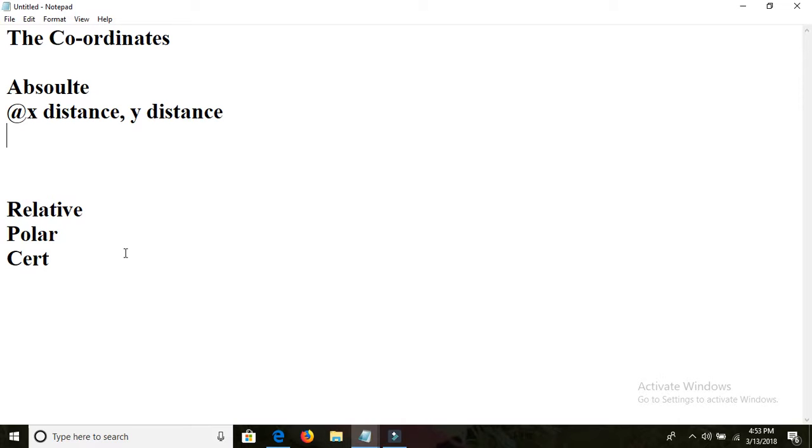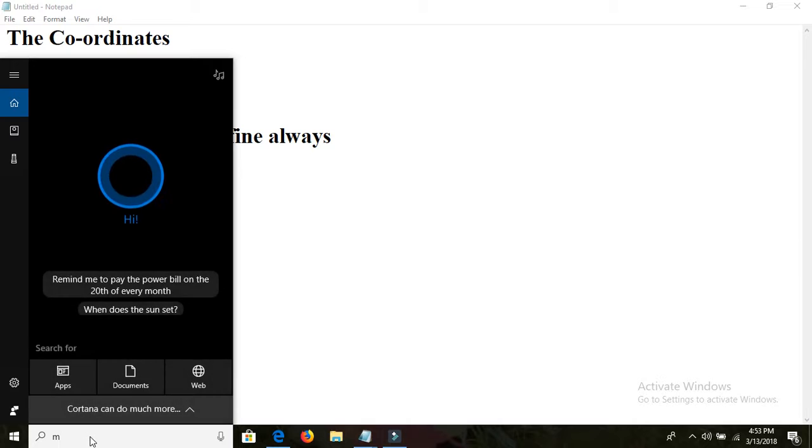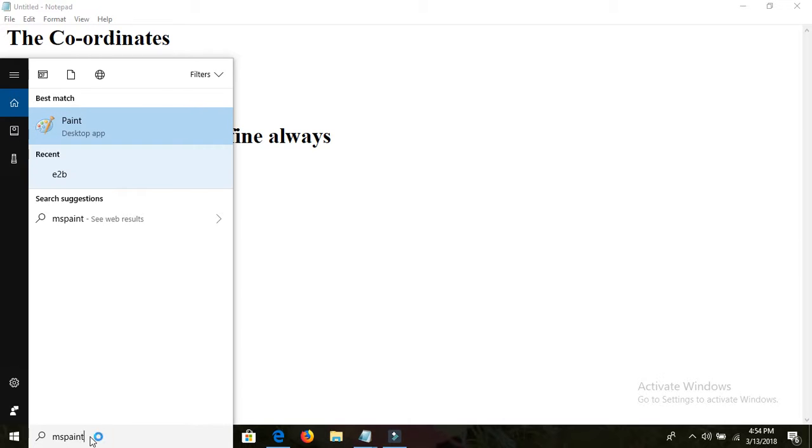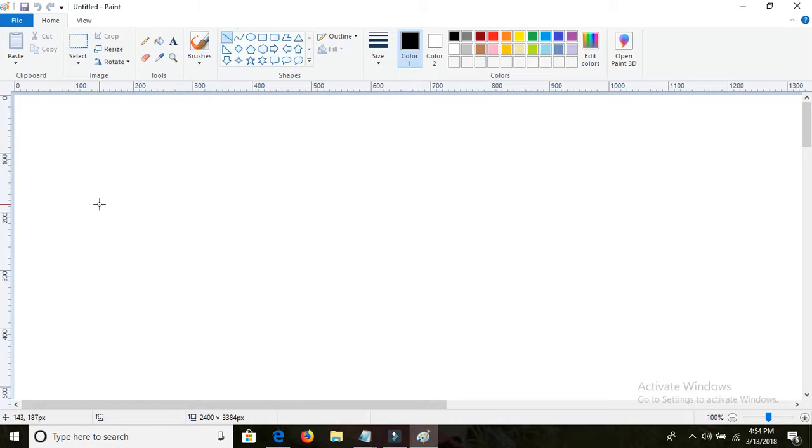Now we have one more rule here: we need to always define the origin. What does that mean? Let me show you a little example, then we can easily understand it. I'll open MS Paint. Here you can see a line I drew, and I have another line here like this.